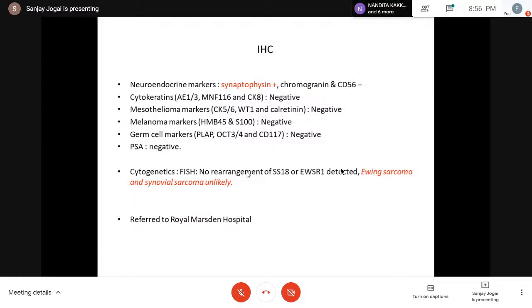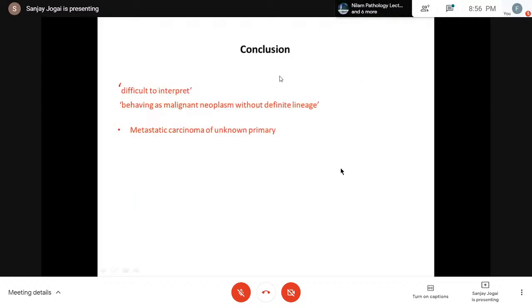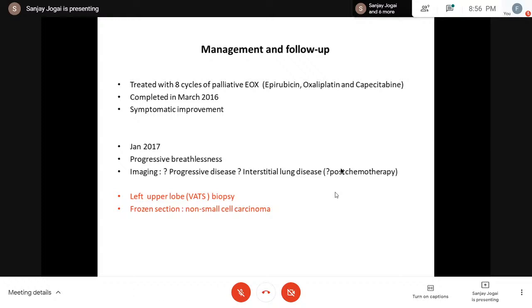Now obviously we are getting frustrated by this time, so I sent it to Marsden. The pathologist there did quite a few things, quite a bit of it was repeating the same thing, said difficult to interpret, clearly behaving as a malignant neoplasm, don't know the lineage, probably a metastatic carcinoma of unknown primary, and treat it as such. So the patient receives 8 cycles of palliative EOX, completes it in March 2016, has symptomatic improvement, but 8 months later presents with progressive disease.